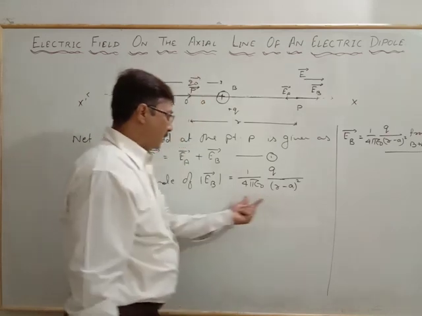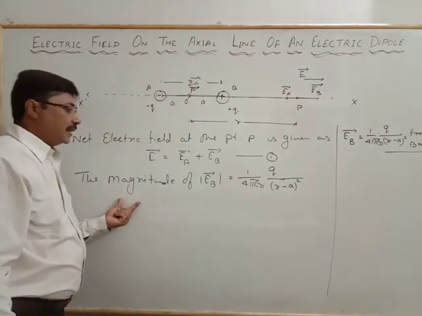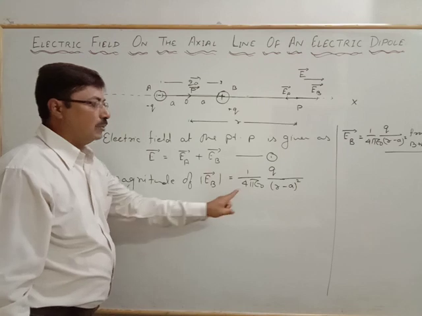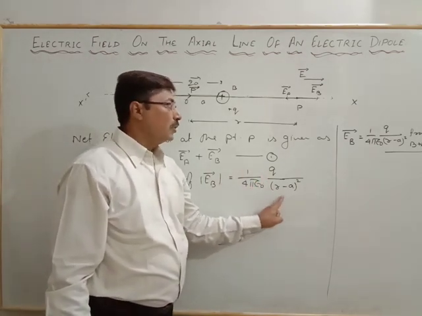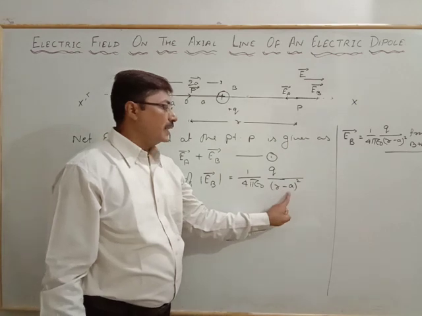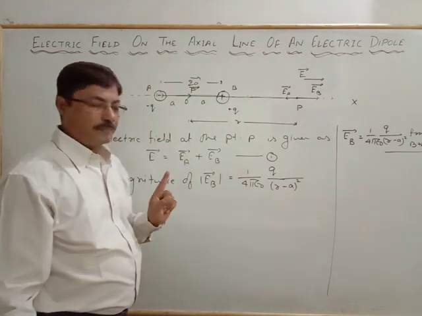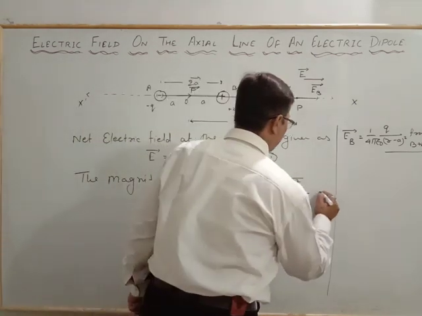So it becomes the vector representation. But if we are considering only the magnitude value, so magnitude, it is 1 by 4 pi epsilon naught Q, Q is the charge here, and the distance is r minus a whole square. That becomes the relation number 2.